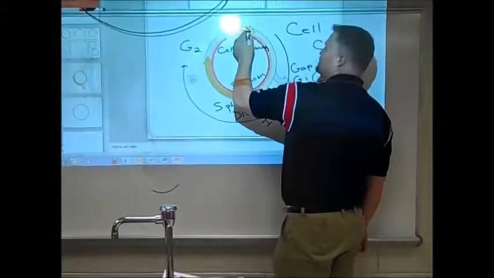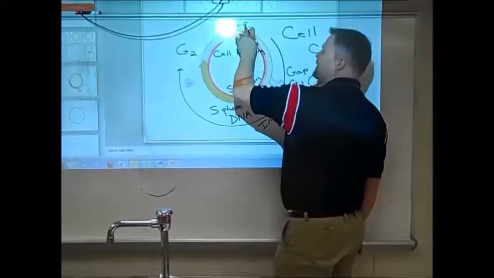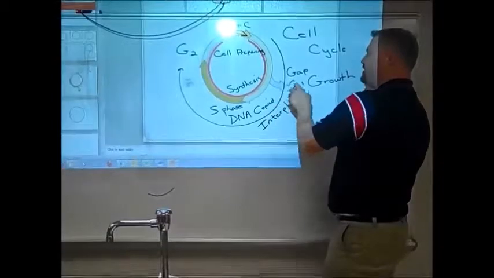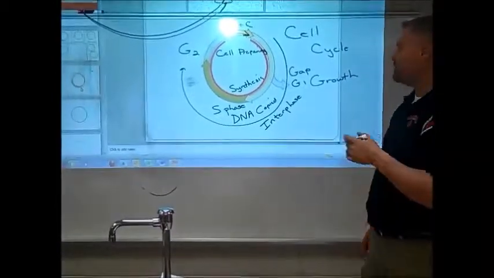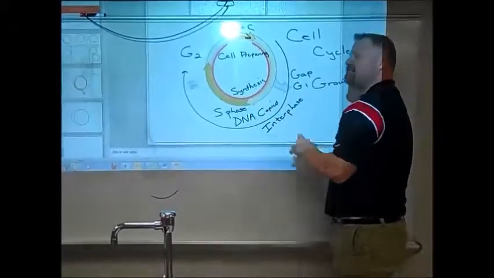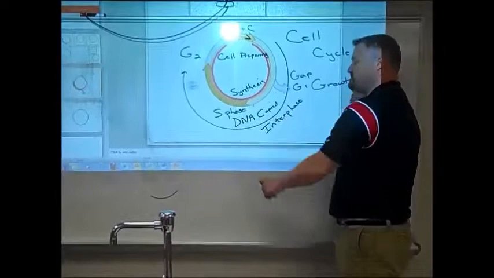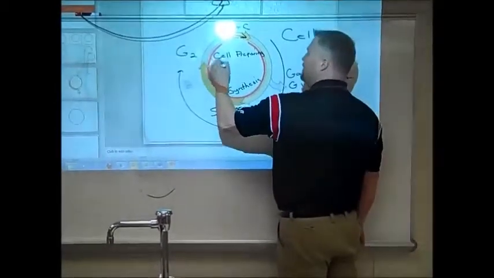Last but not least, we have two sections. This arrow is going to represent two things. It's going to represent M and C. So we've got mitosis and we've got cytokinesis, and we'll talk about those individually. But the big point here is that within interphase, which is where the cell spends most of its time, there are basically three things that you're going to have to know about interphase. Again, G1, growth; S phase, DNA is copied; and G2 is cells preparing to divide.